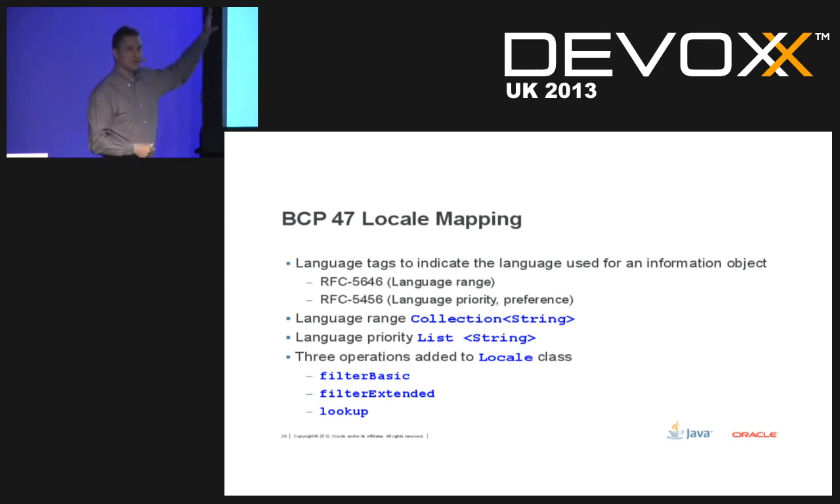And then in terms of the Locale class, we're adding some methods to say, okay, filter the results that we need in a basic form or filter in an extended form, based on other criteria that we need for the user's locale, and also looking up the general things that the user needs. So again, a lot of stuff around locales and making sure that the user can get the settings that they actually want.